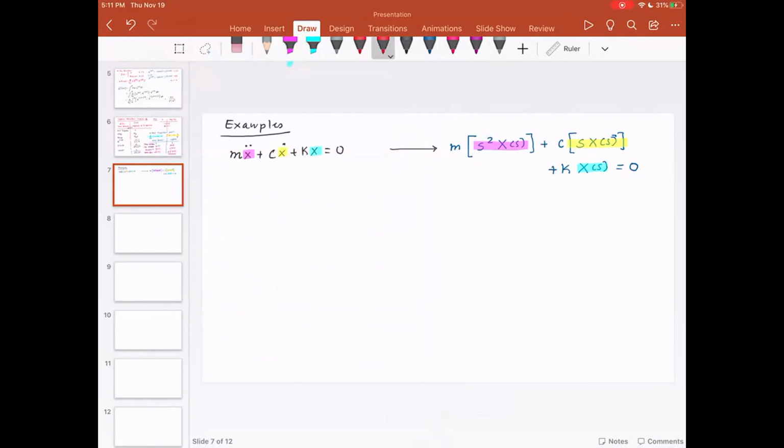Let me take one more example. My example here is x triple dot is equal to sine omega t. This is a differential equation, except I have three derivatives. This equation will get converted to something like s cube x of s is equal to, and we just looked at the Laplace transform of sine, omega divided by s square plus omega square.